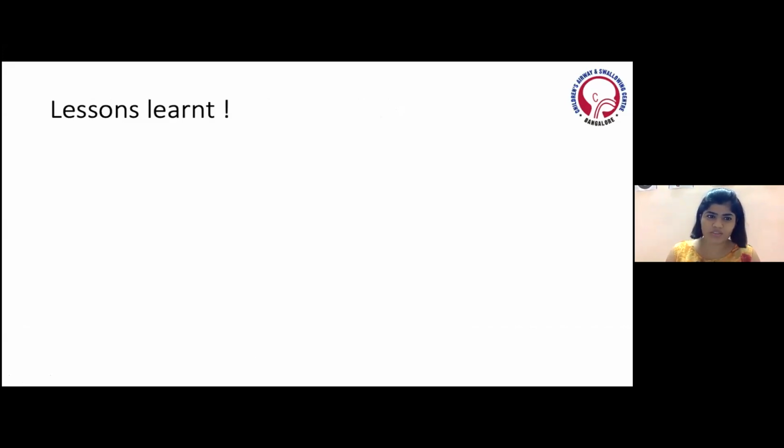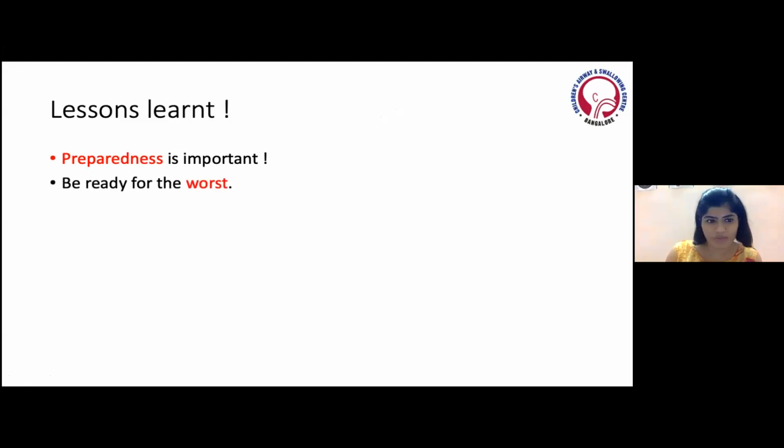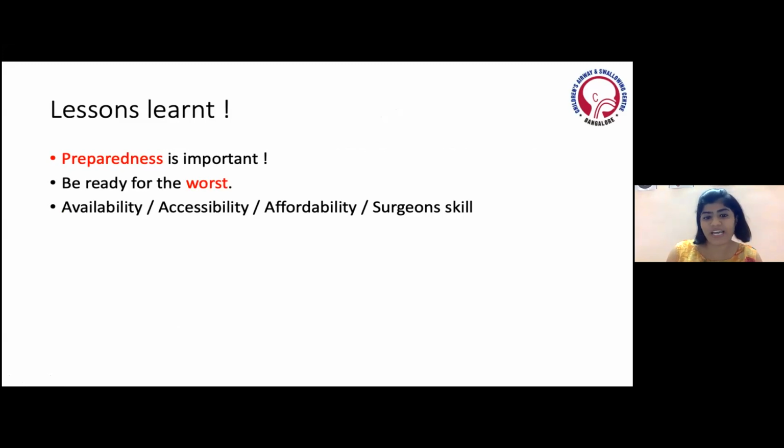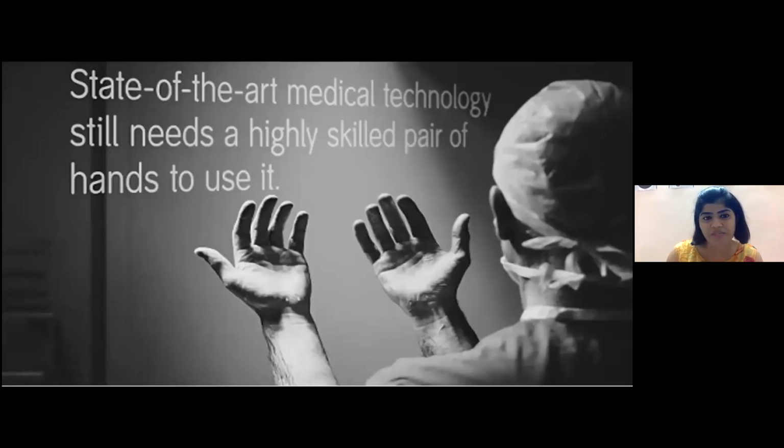So to conclude this talk, I'll say yes, preparedness is important. We already discussed, be ready for the worst. Availability and affordability are important factors, but most important is the surgeon's skill, which comes first, then the instruments, because ultimately state-of-the-art medical technology needs a highly skilled pair of hands to use it. So I'll conclude my talk here. Thanks a lot again to Raman and Prahlad sir for creating this excellent platform. Thank you so much.